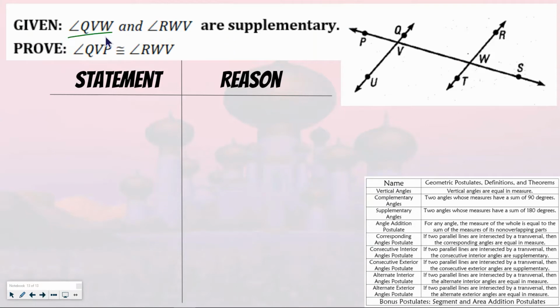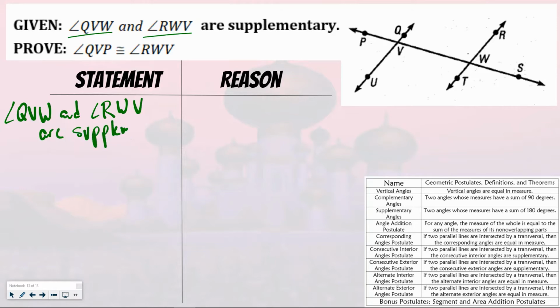So here I have QVW and RWV. They are supplementary, and I want to caution you here not to change the given statement at all. I know what you can conclude based off of that, that these are going to add up to 180, but that's not what it's saying. It's just telling you that they are supplementary. That is the given statement.